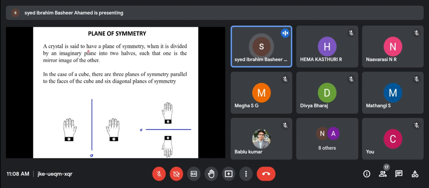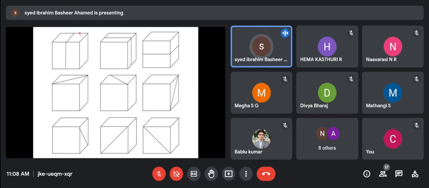A crystal is said to have a plane of symmetry when it is divided by an imaginary plane into equal halves, such that one is the mirror image of the other. You can have two kinds of plane of symmetry: one is a vertical plane of symmetry, and another is a horizontal plane of symmetry. If you take a cube, here I can have a vertical plane of symmetry, here also a vertical plane of symmetry, and this is a horizontal plane of symmetry.